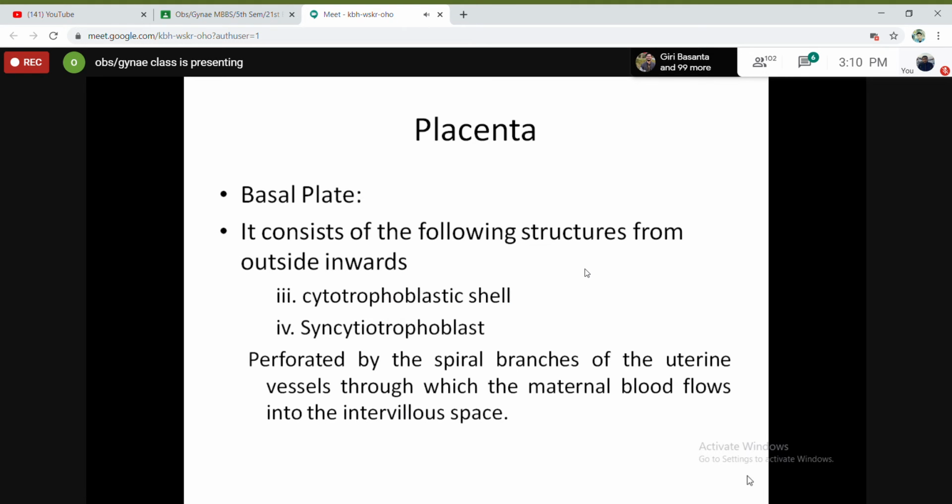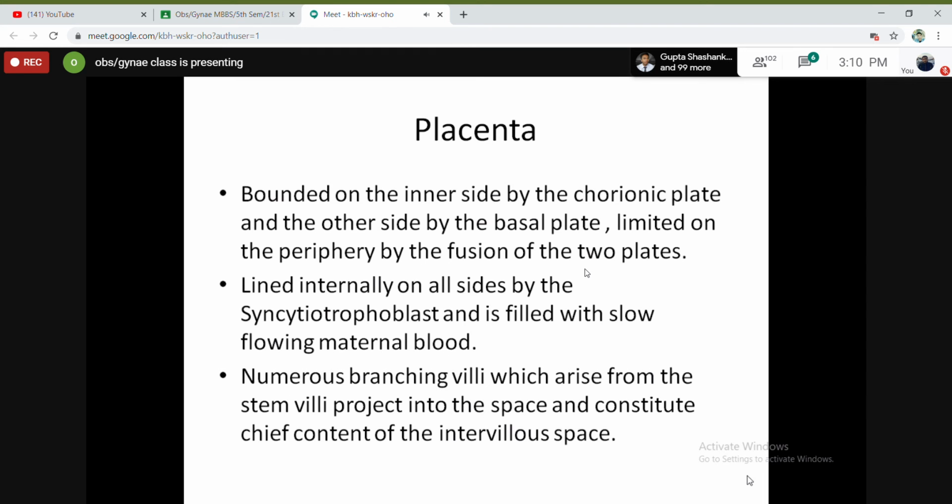And the next one is cytotrophoblastic cells and syncytiotrophoblastic cells, and these are perforated by spiral branches of the uterine vessels through which the maternal blood flows into the intervillous space. So the placenta is bounded on the inner side by the chorionic plate and on the outer side by the basal plate, limited on the periphery by the fusion of these two plates, and lined internally on all sides by cytoplasm, and it is filled with slow flowing maternal blood.